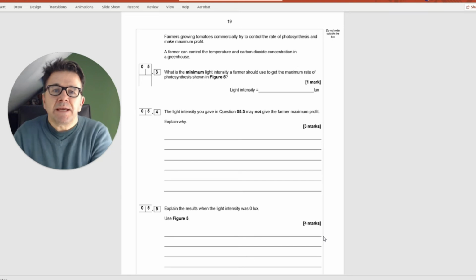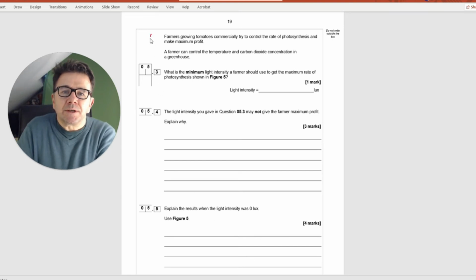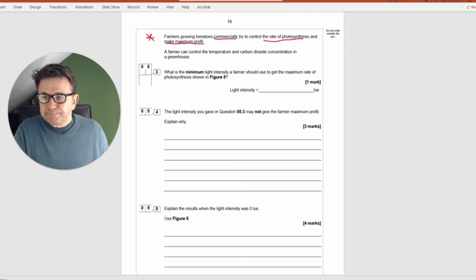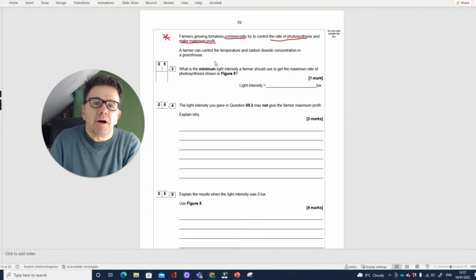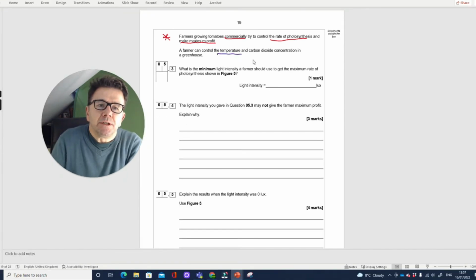Question 5.3 then goes on to talk about farmers growing tomatoes commercially, okay, to try and control the rate of photosynthesis and make maximum profit. And it tells you a farmer can control the temperature and carbon dioxide concentration in a greenhouse. So that information is really important for the rest of this question.